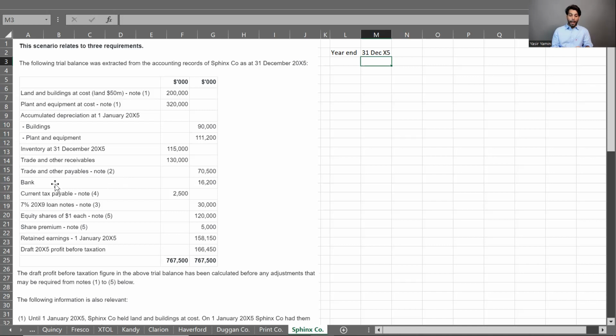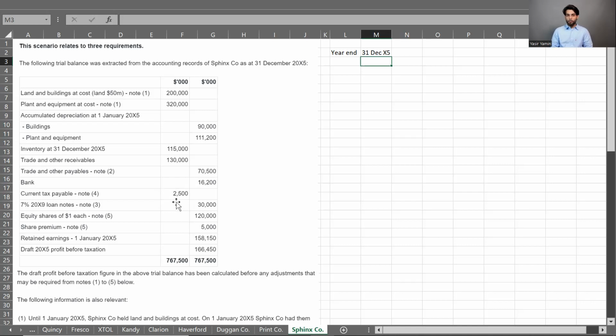Moving on, you have a bank OD. You see, it's on the credit side of the trial balance. That means it is a bank overdraft of 16 million, 16.2 million, or 16,200. Then you have a current tax of 2,500.